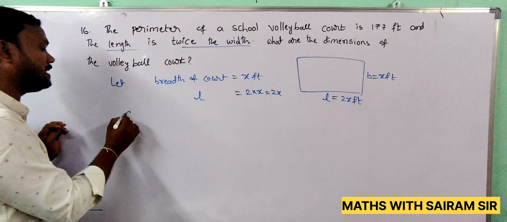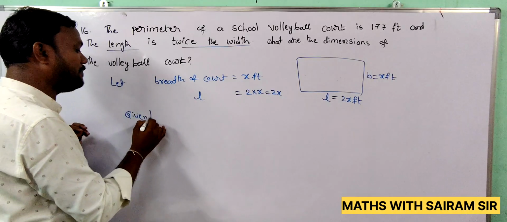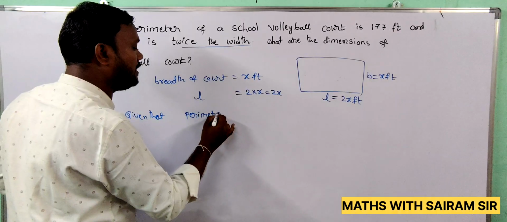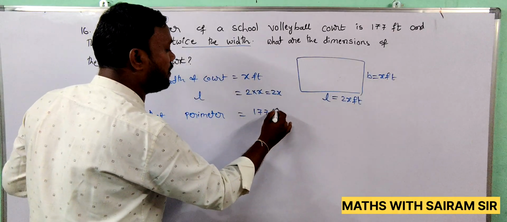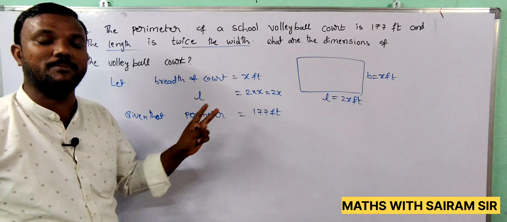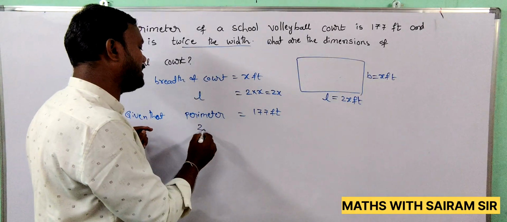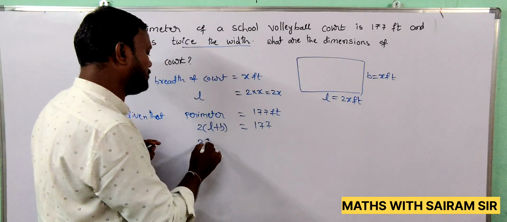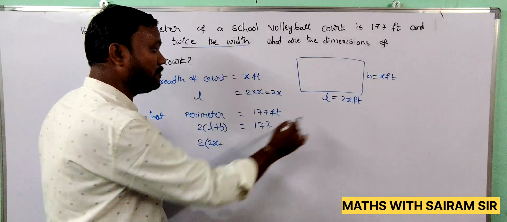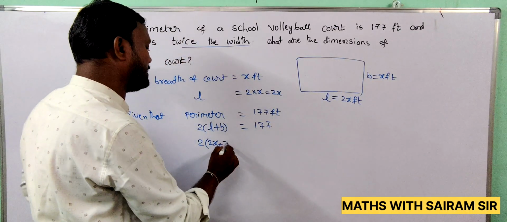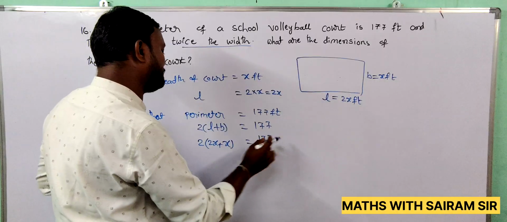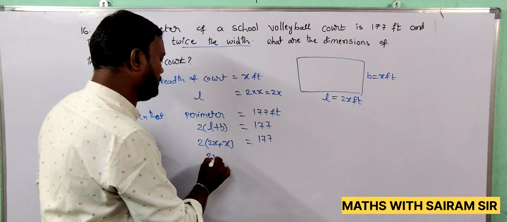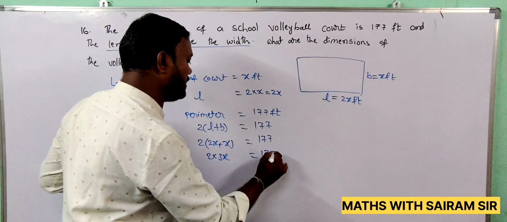And what else have they mentioned? The perimeter is given as 177 feet. As it is a rectangle, we all know the formula for the perimeter of a rectangle: 2 times (L plus B) is equal to 177. Here the length is 2x, which we assumed, and the breadth we assumed as x, equals 177. This is 2x plus x, 3x. So 2 into 3x gives you 177.